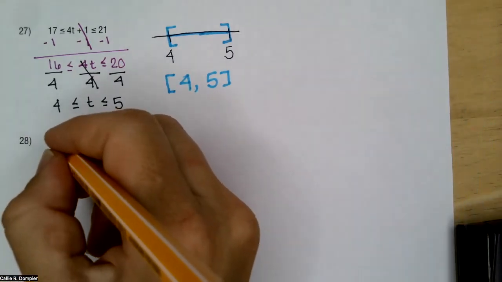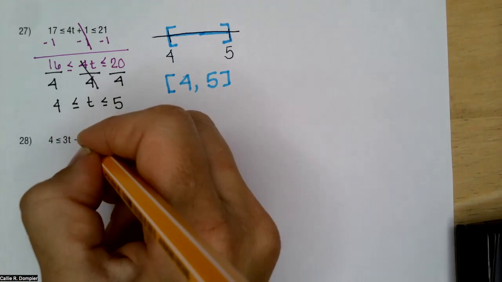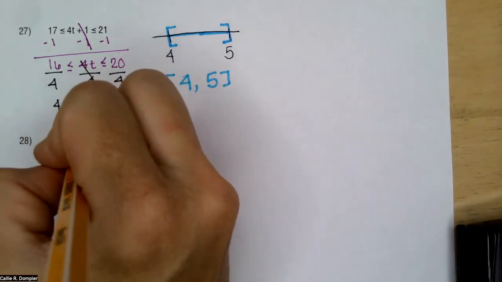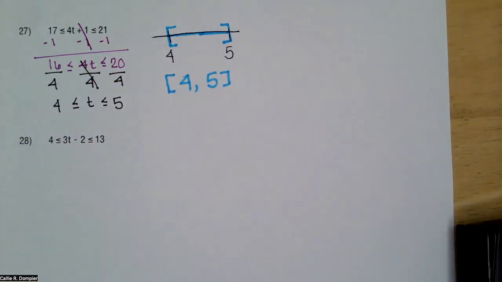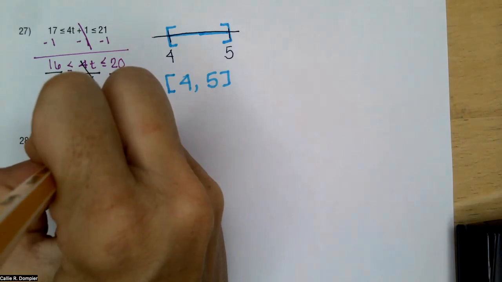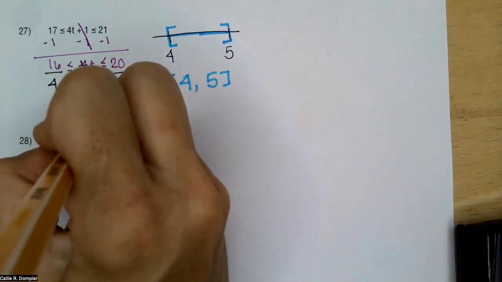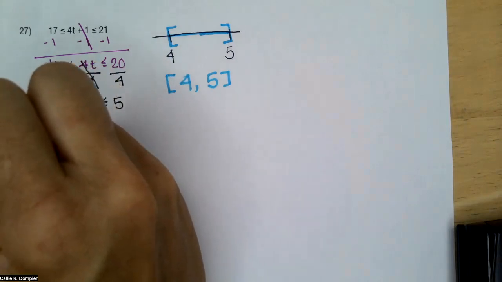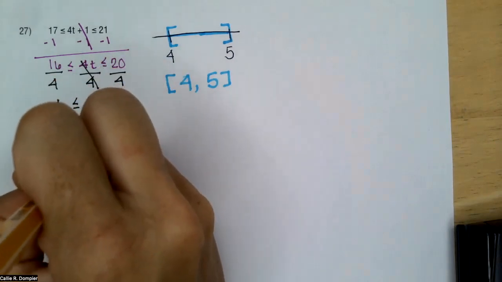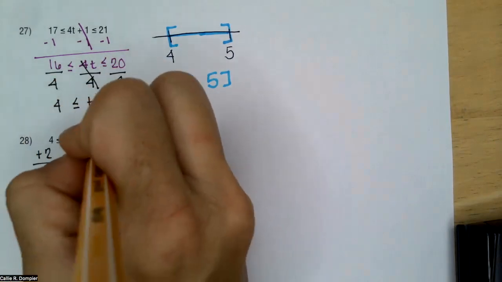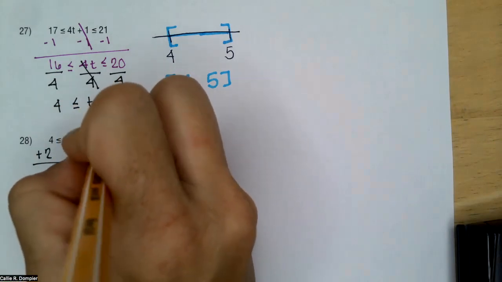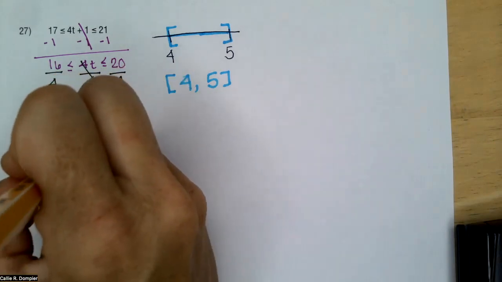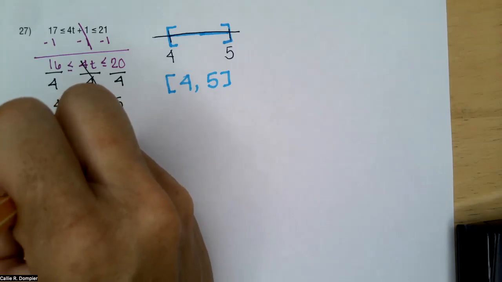Next, I have 4 is less than or equal to 3t minus 2, which is less than or equal to 13. I want t alone. Right now, t is being multiplied by 3, and then 2 is being subtracted from it. Add 2. If I do it to the middle, I have to do it to the left side and to the right side. Now I have 3t. 13 plus 2 is 15. 4 plus 2 is 6.